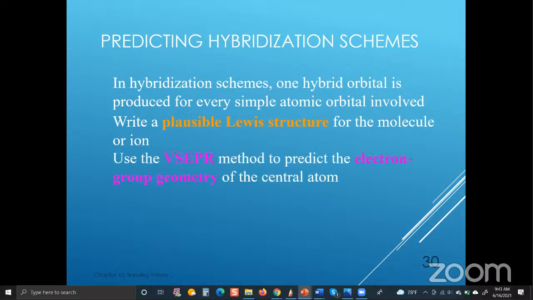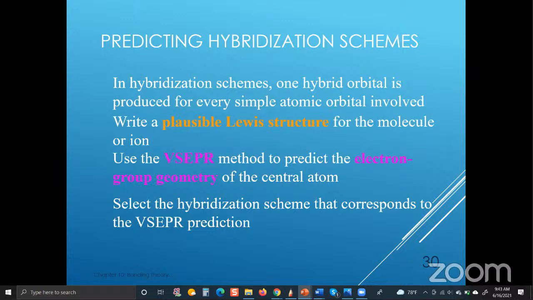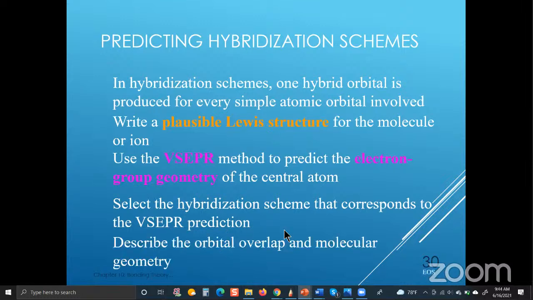And there's a table I'm about to show you, but before we do that, let me just say, how do we predict the type of hybridization? First, we have to draw the Lewis structure. Then we have to determine the shape of the molecule using the VSEPR theory. And then we select the hybridization that corresponds to the shape predicted by the VSEPR theory. And of course, you can describe the orbital overlap and molecular geometry if asked.